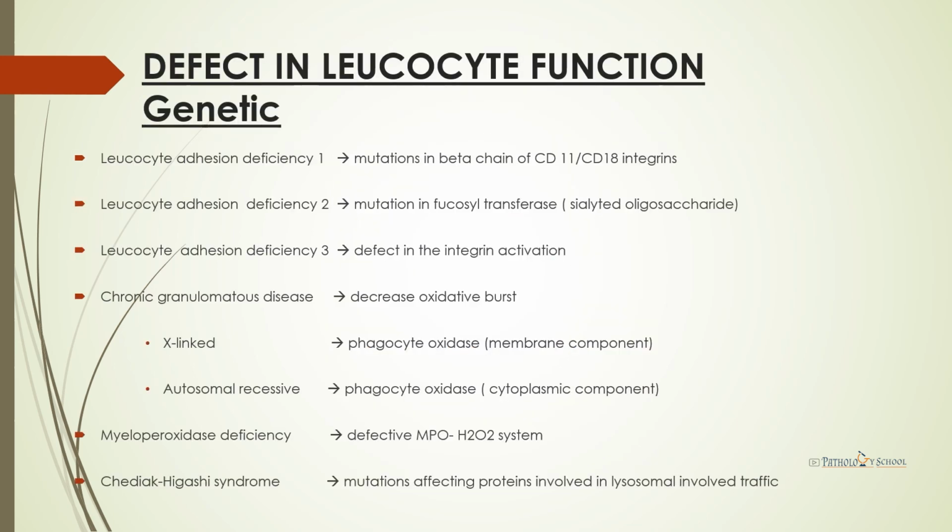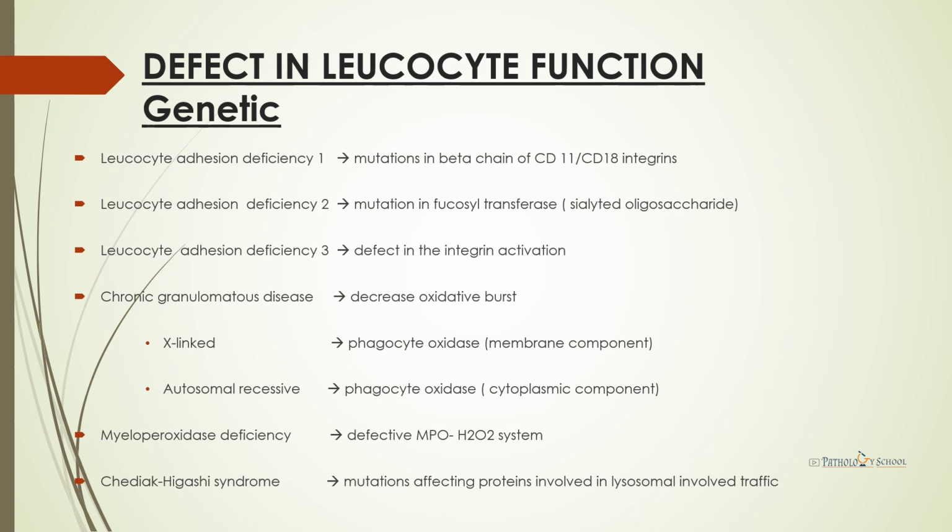The leukocyte function defect can be genetic or acquired. Genetic examples include leukocyte adhesion deficiency, which has 3 variants: 1, 2 and 3. In deficiency 1, there is a mutation in the beta chain of CD11 or CD18 integrins. In deficiency 2, there is a mutation in fucosyl transferase, that is the sialylated oligosaccharide that we have seen earlier. Leukocyte adhesion deficiency 3 is a defect in integrin activation.